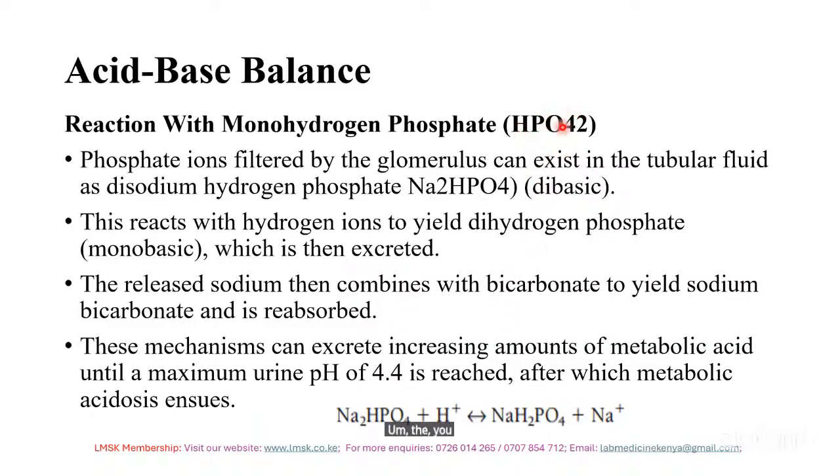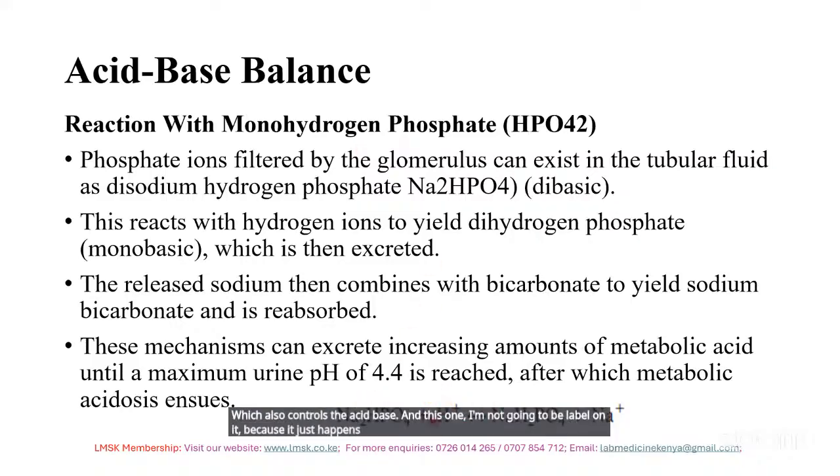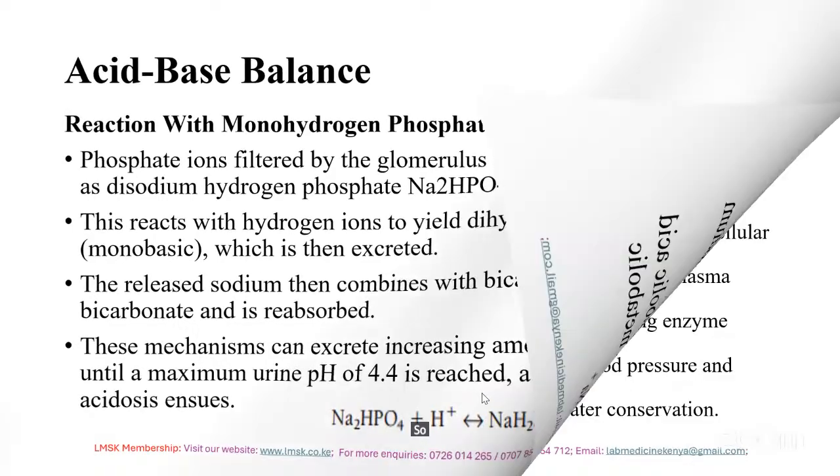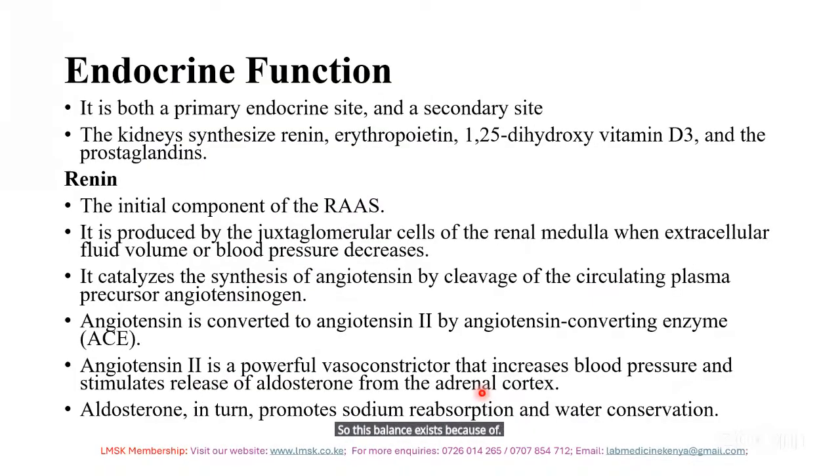The phosphate, hydrogen phosphate, is a buffer, which also controls the acid-base balance. And this one I'm not going to belabor because it just happens through the control of hydrogen ions. If there is too much of this, then the reaction can go forward and back like that. So this balance exists depending on the hydrogen ions.